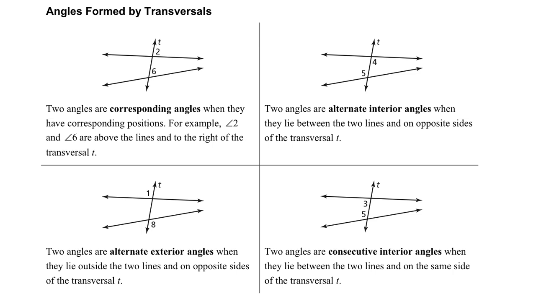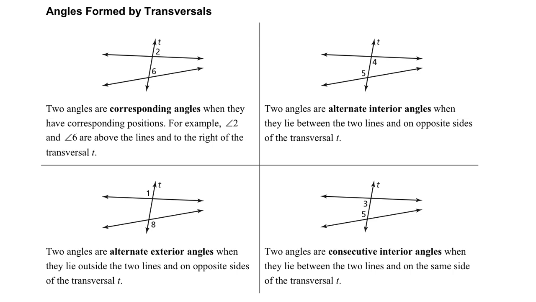The first one is corresponding. Corresponding, this is when we have a transversal that cuts two lines. If they're in the same relative position, corresponding position, they are called corresponding. When I say same relative position, notice I have four quadrants in this top intersection and four quadrants in this bottom intersection. Angle 2 is on my top right. Angle 6 is on the top right. Since they're in the same relative location in their intersections, they are considered corresponding angles.